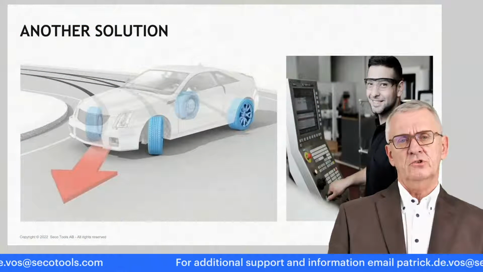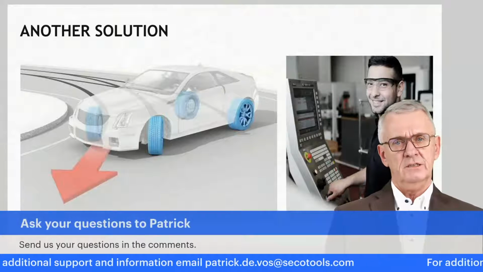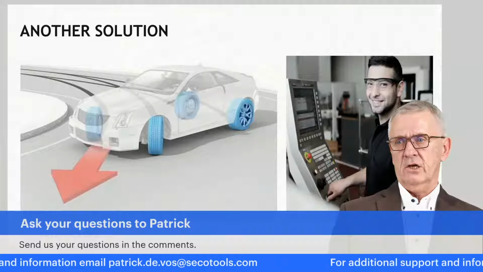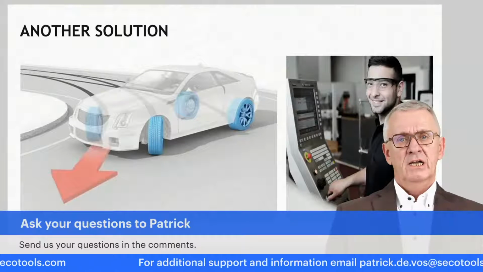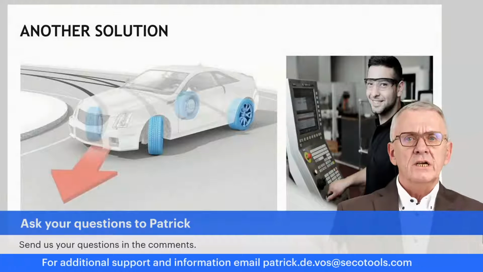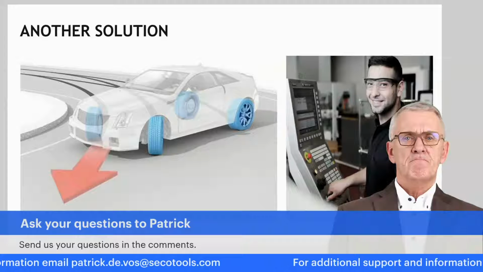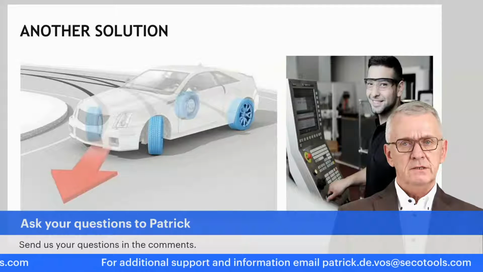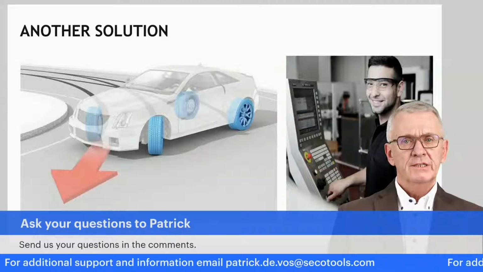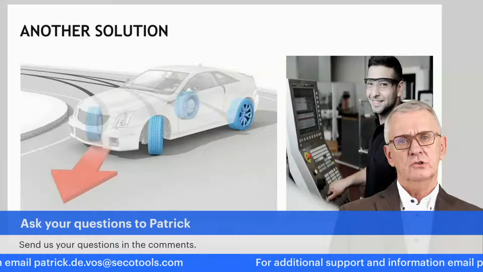Another solution is that you start by saying, okay, I have this type of car, and I can run at this speed, and it has this acceleration, and these features. I talk here about the milling cutter. And I have a driver: the programmer, the operator, somebody driving the car. That's another approach.